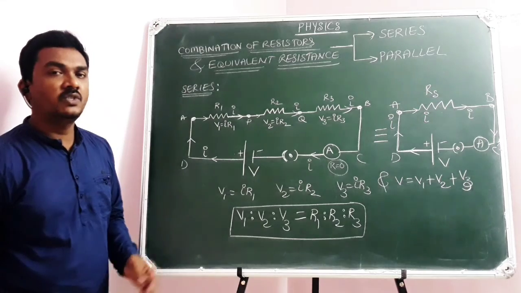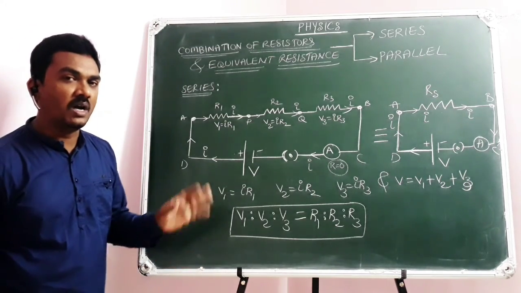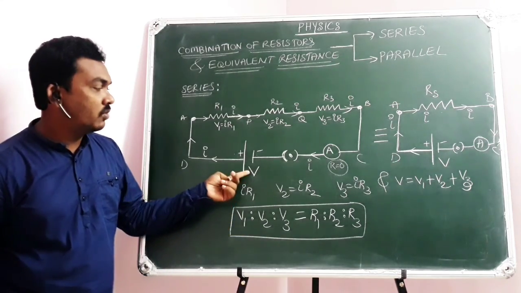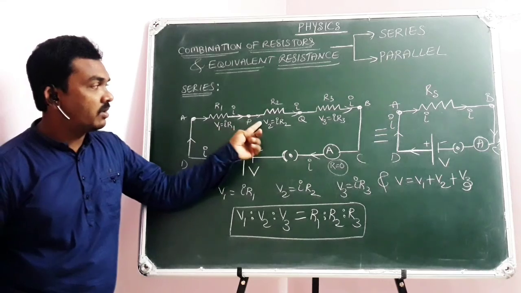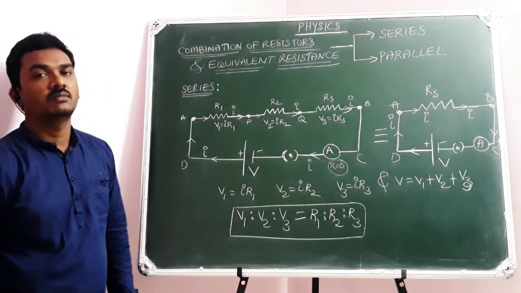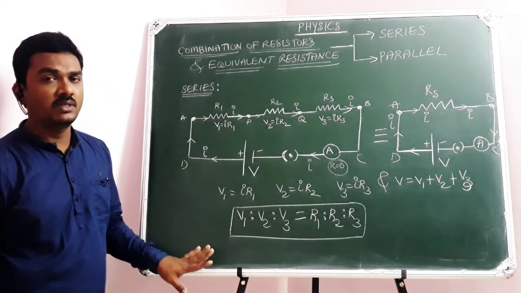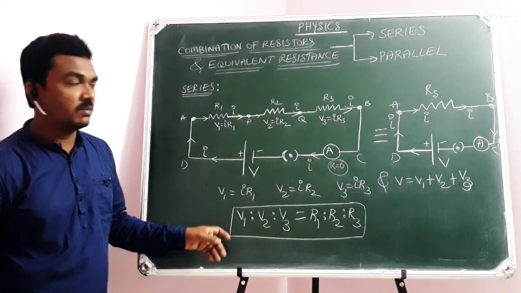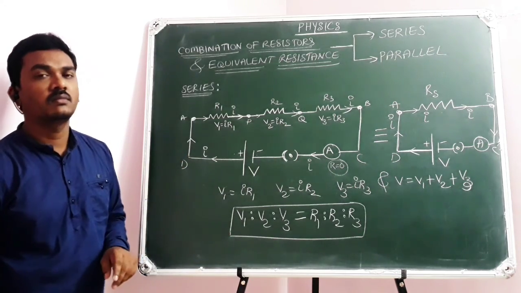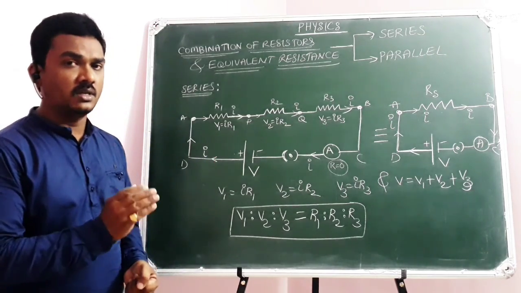Direct ratio means V1 is to V2 equal to R1 is to R2. Or V1 is to V2 is to V3 equal to R1 is to R2 is to R3. That's called direct ratio. So the applied voltage will be distributed among the resistors in the direct ratio of their resistances. This is an important conclusion to be handled with a series combination of resistors. Remember this. While doing numerical applications, you will find the importance of all these conclusions. Fine? So this is all about a series combination of resistors.